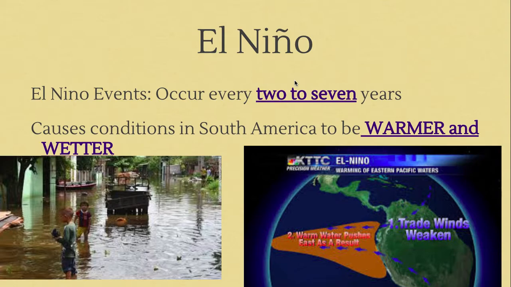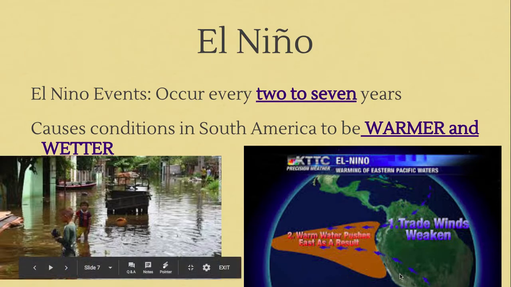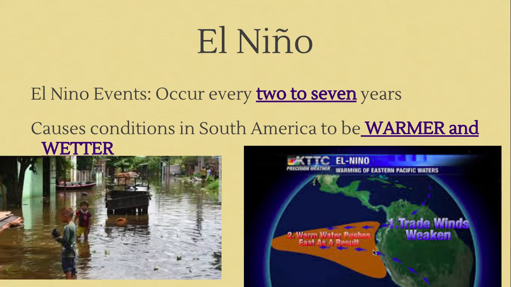Right? So moving on to our next natural event that causes climate change are the El Niños and La Niñas. So El Niños are events that occur every 2 to 7 years. And they are most noted for causing South American climates, particularly along the western coast right here, to be warmer and wetter. Now, a little background on El Niños. They were first named, I want to say about 150 years ago or so, is when people first started noticing them and started recording them.